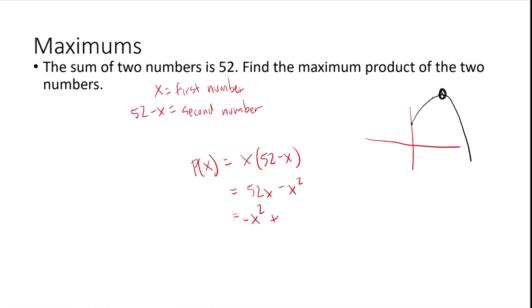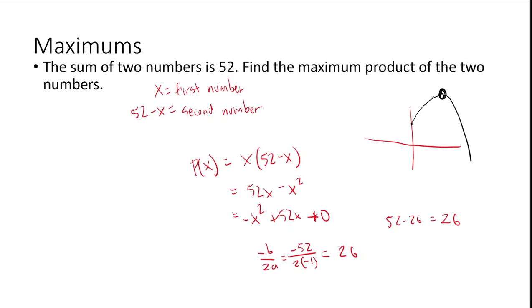Negative x squared plus 52x. There's a plus 0 over here, but we're not going to write that. Now we just do negative b over 2a, or you could put this into vertex form to get the h, k from that. But we'll do negative b over 2a because it's super straightforward. Negative b over 2a is equal to negative 52 divided by 2 times negative 1. So basically 52 divided by 2 is 26. So one of my numbers is 26, and the other number is 52 minus 26, which is 26.